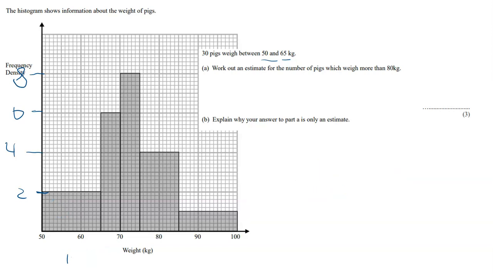Now there's a few things you can do, and I'm going to go off question for a bit because I want to show you a variety of things you can do. But this is one of the most classics. If we just do part A first, work out an estimate for the number of pigs which weigh more than 80 kilos. Okay.